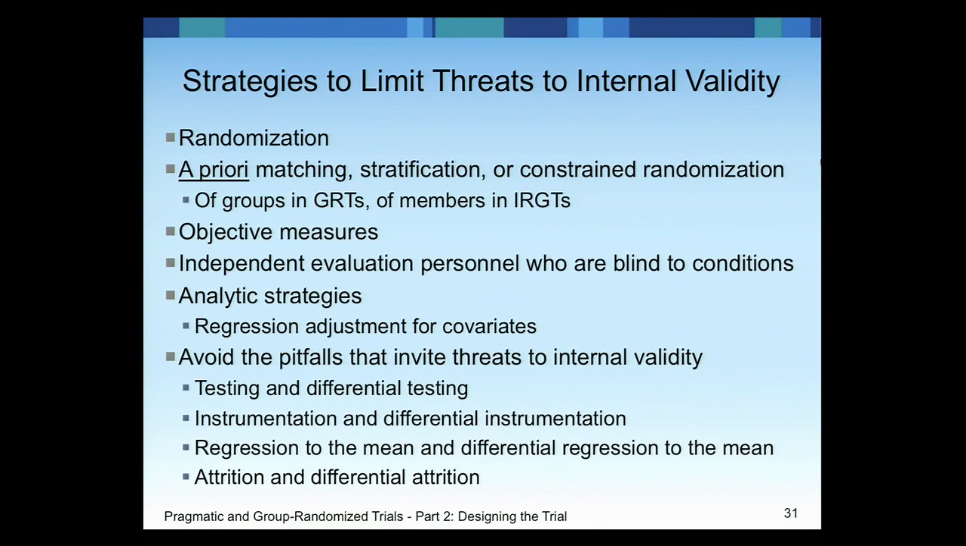We can certainly avoid the pitfalls that invite specific threats to internal validity, and I've listed a few of them here. We avoid regression to the mean, for example, by using very reliable measures and not allocating only values at the end of the distribution to treatment arms, but rather randomizing people from the entire distribution. We can avoid testing and differential testing by making sure that both conditions have the same schedule of testing and that we're not doing more in one arm than another.